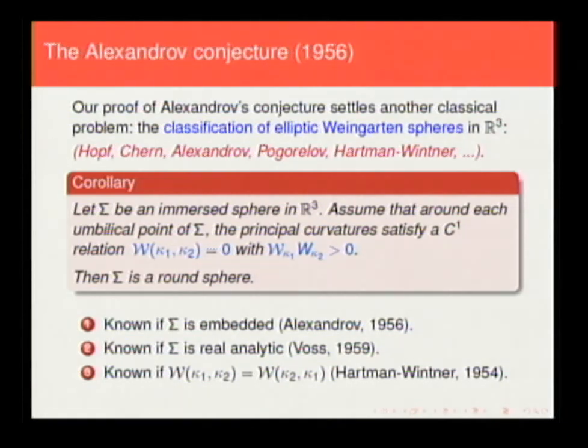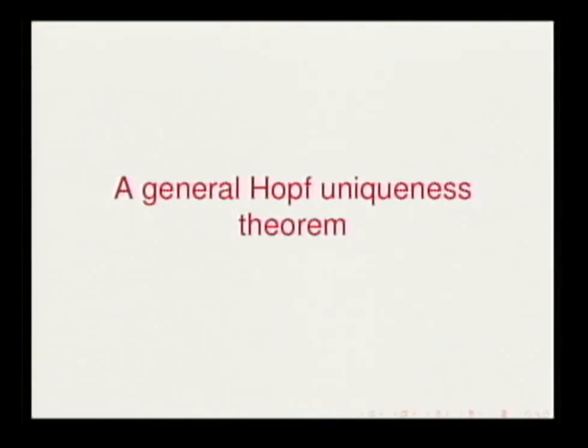It was also known to be true when the functional W is symmetric. Observe that this is the biggest principal curvature and this is the lowest one. When it is symmetric, it was proven by Hartman and Wintner. But observe that for very simple cases like this equation, which is elliptic, it is clear that the unit sphere satisfies it. But it was not known if the unit sphere was the unique sphere satisfying this equation. As a consequence, we obtain that it is true. Now I'm going to talk about the proof of the general uniqueness theorem.